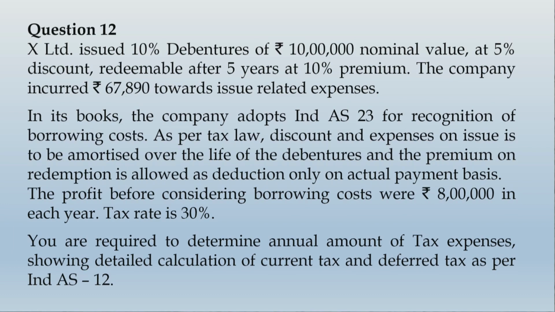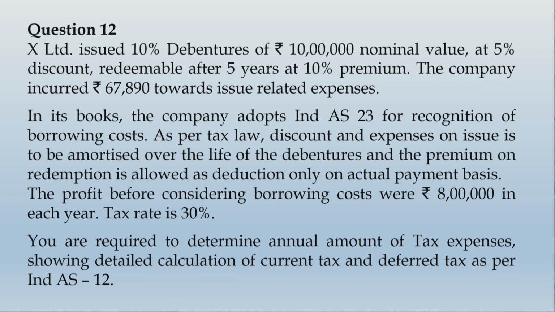In its books, the company adopts Ind AS 23 for recognition of borrowing costs. As per tax law, discount and expenses on issue are to be amortized over the life of the debentures, and the premium on redemption is allowed as deduction only on actual payment basis. The profit before considering borrowing costs were rupees 8 lakhs each year. Tax rate is 30%. You are required to determine annual amount of tax expenses, showing detailed calculations of current tax and deferred tax as per Ind AS 12.